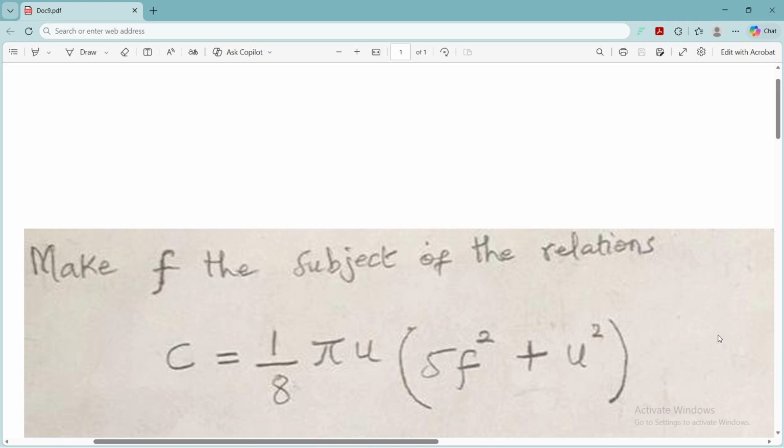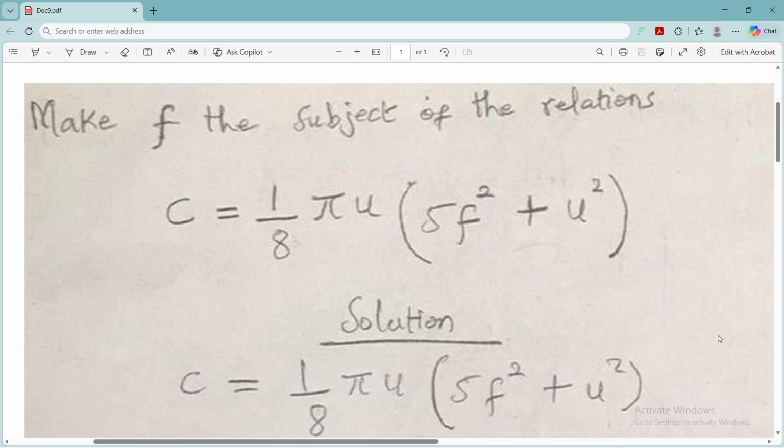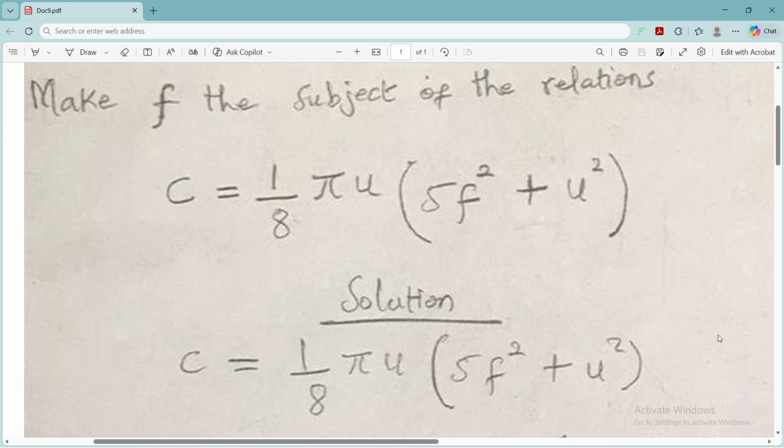Make f the subject of the relation. Our given relation is c equals the fraction 1 over 8 pi u, multiplying, or in bracket, 5f squared plus u squared, right? So let's quickly solve it. So our given equation is c equals the fraction 1 over 8 pi u multiplying, or in bracket, 5f squared plus u squared, right?